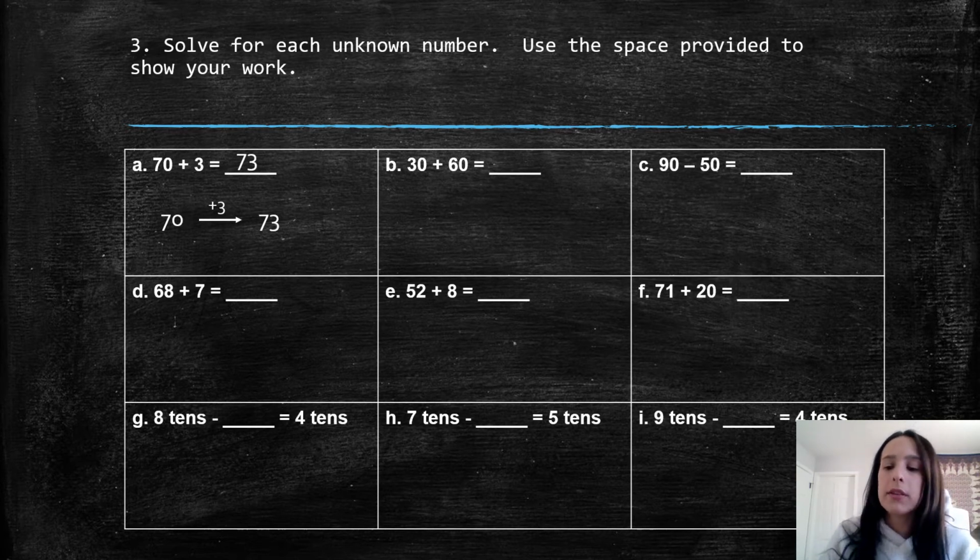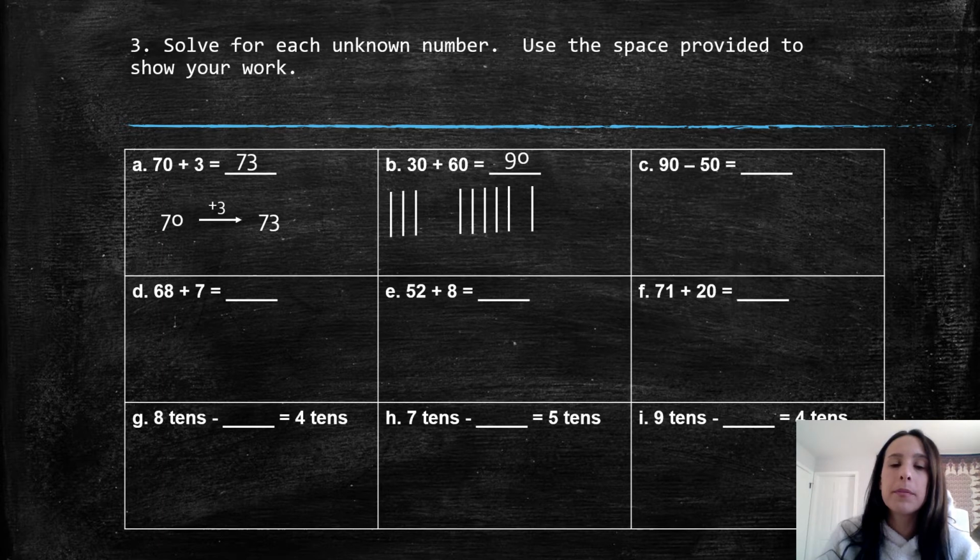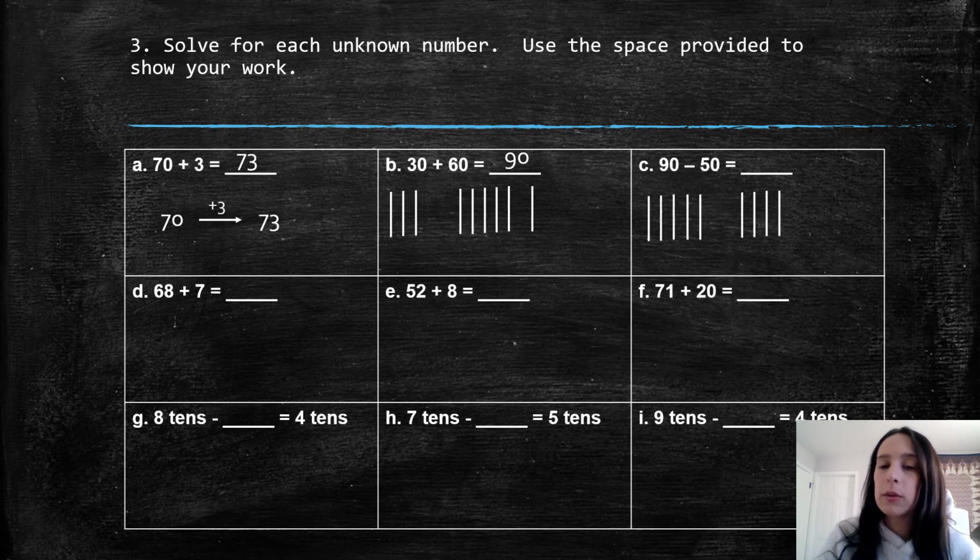Letter B, 30 plus 60. I'm going to use quick 10 drawings. I have 3 tens, 6 tens, altogether I have 90, or 9 tens. Letter C, I'm also going to use quick 10 drawings for 90 take away 50. I always start in subtraction with my biggest number, so 9 tens. I'm going to take away 5 of them to take away 50. I have 4 tens left, or the number 40.